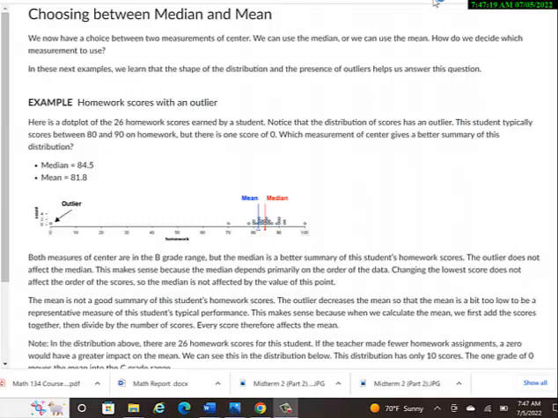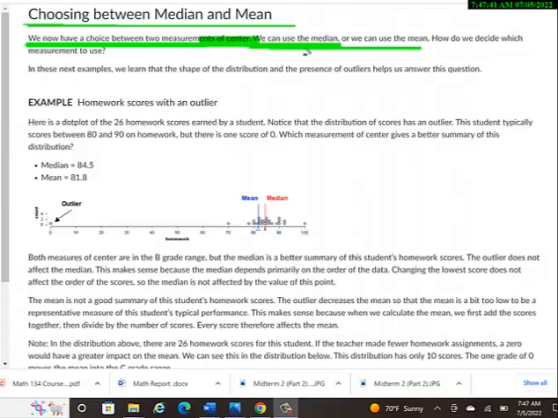So we were talking on a previous page about how do you choose between median and mean? They're both measures of center, but when would one represent the data more than the other? That's what we'll talk about today in this module. So we have a choice between two measurements of center. One we call mean, sometimes referred to as the average, and the other is median, which is just the middle value.